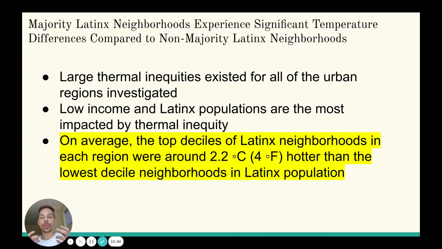And so when we think of thermal inequities, what the term denotes is these differences in temperatures that we're seeing in these urban or suburban areas. So any temperature differential that you're seeing within small parts of certain neighborhoods of a region in the city. And on average, the top decile of Latinx neighborhoods, that top 10% in terms of Latinx population in each region, were about 2.2 degrees Celsius, 4 Fahrenheit, hotter than the lowest decile neighborhoods in Latinx population.